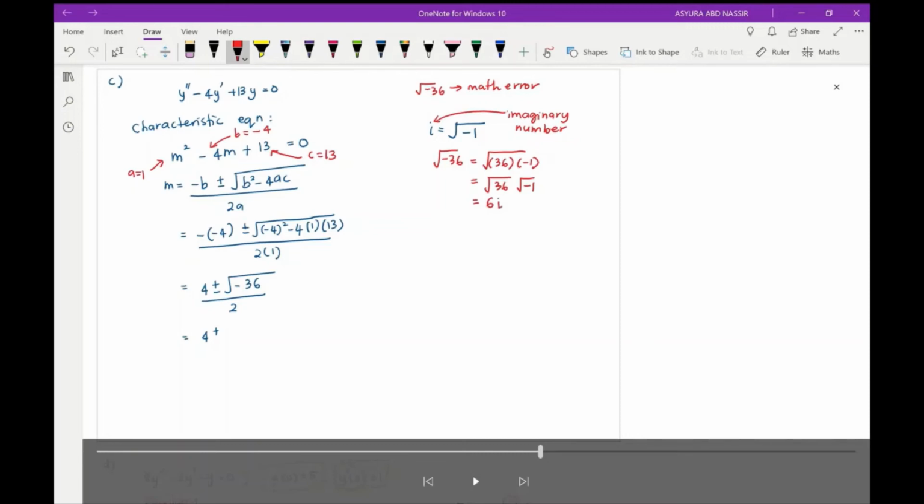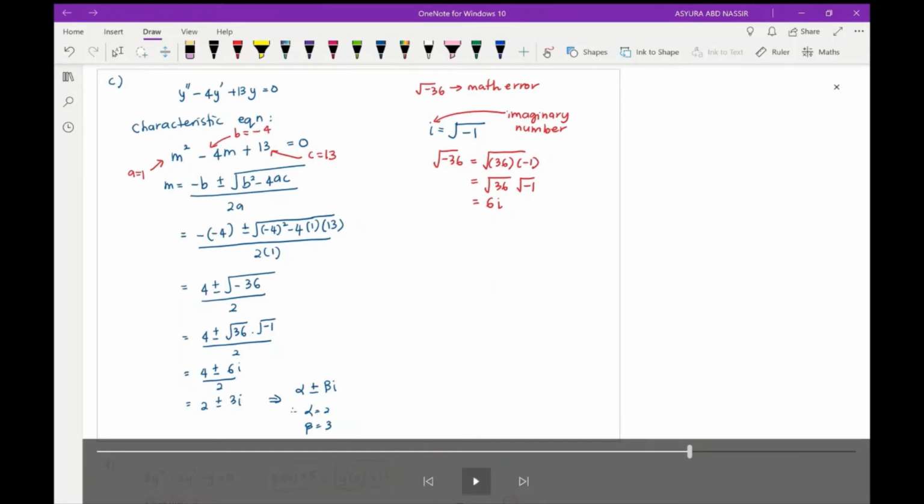Next, simplify and you will get 4 plus or minus 6i divided by 2. Make sure you write it in the form alpha plus or minus beta i, meaning you have to separate your alpha and your beta. So you will get 2 plus or minus 3i, which means alpha equals 2 and beta equals 3.